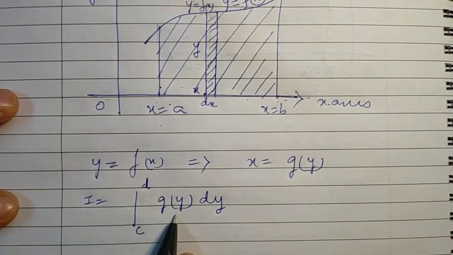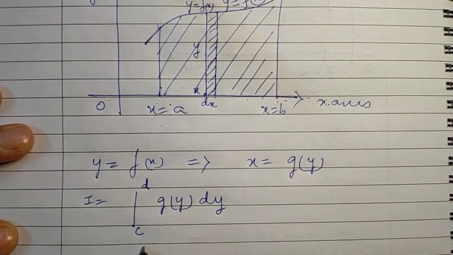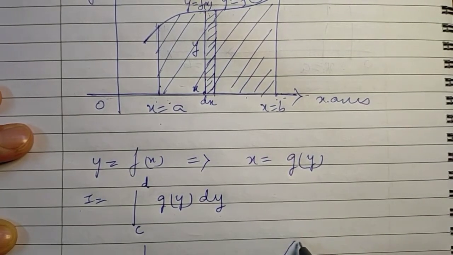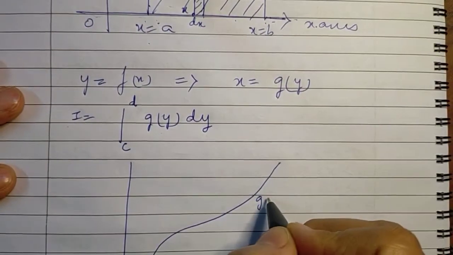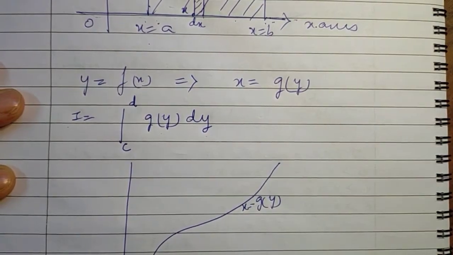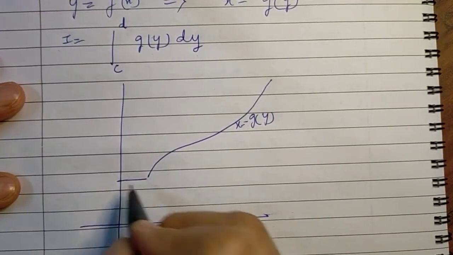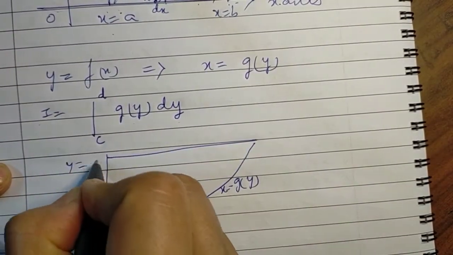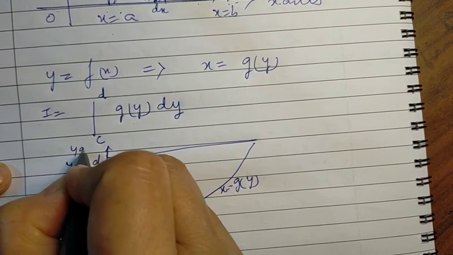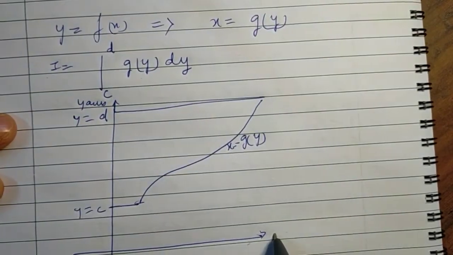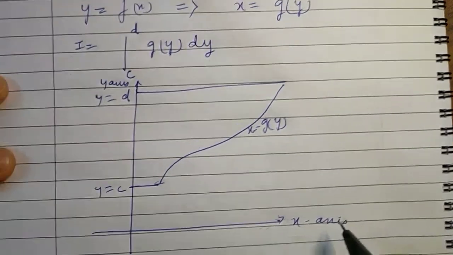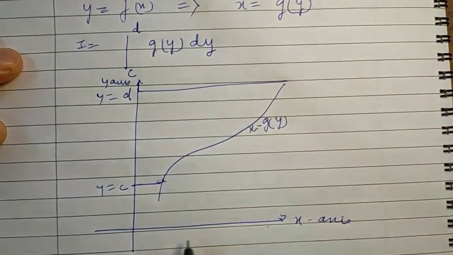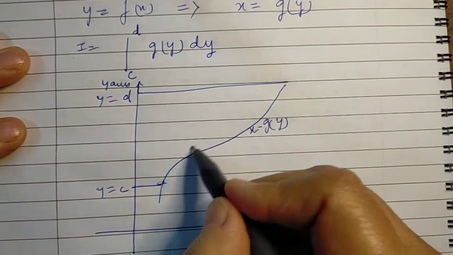So if we are finding g(y) dy from c to d, what we actually mean is we are drawing the same curve which now we are writing in terms of g(y), x equal to g(y). The line y equal to c is this, and the line y equal to d is this. This is the y-axis. This is the x-axis. So what we see is that the lines y equal to c and y equal to d are parallel to the x-axis. The curve is this.